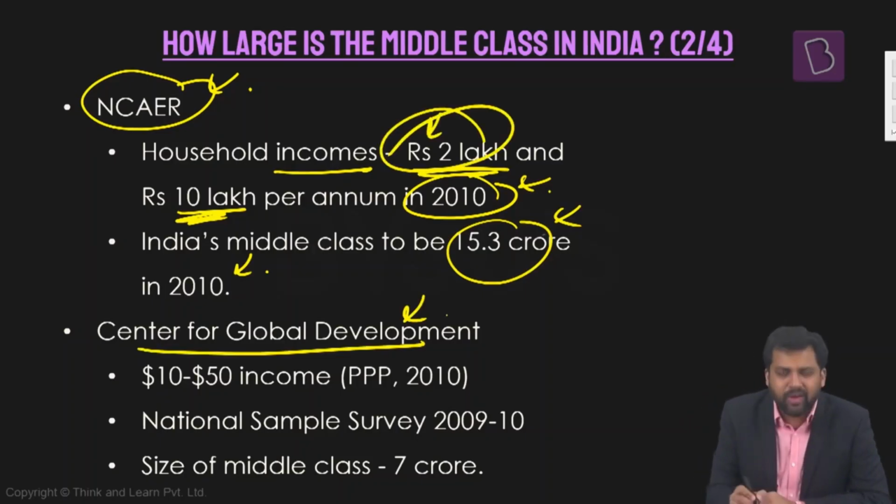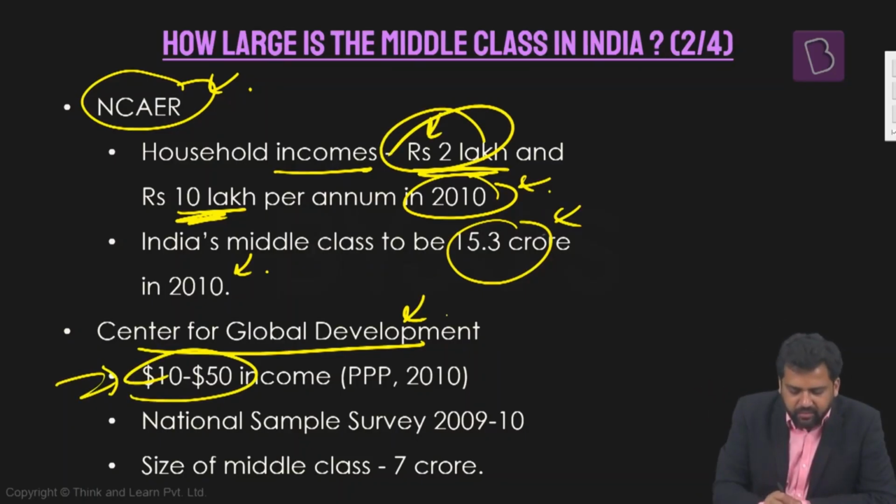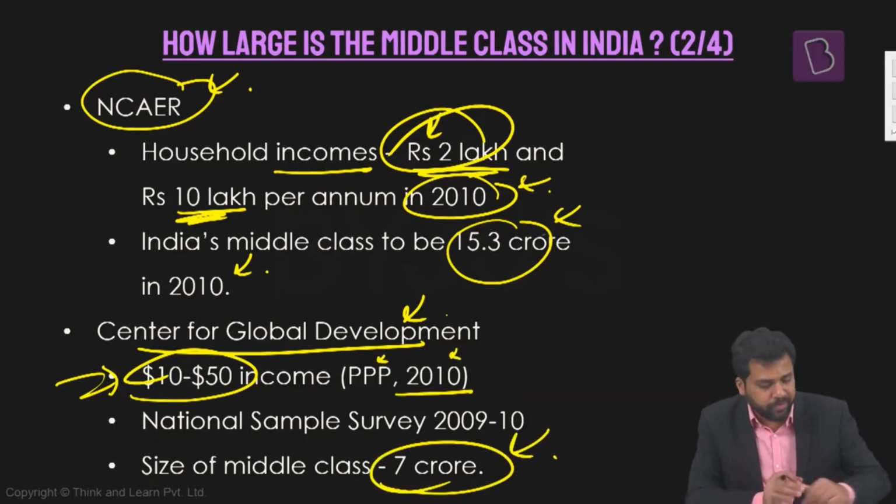Center for Global Development, a US-based organization, used another kind of criteria. They're saying if the income is between $10 to $50, adjusting for purchasing power parity to 2010, then you qualify as middle class. According to it, the size of the middle class is 7 crores. Again, which is a very small number.